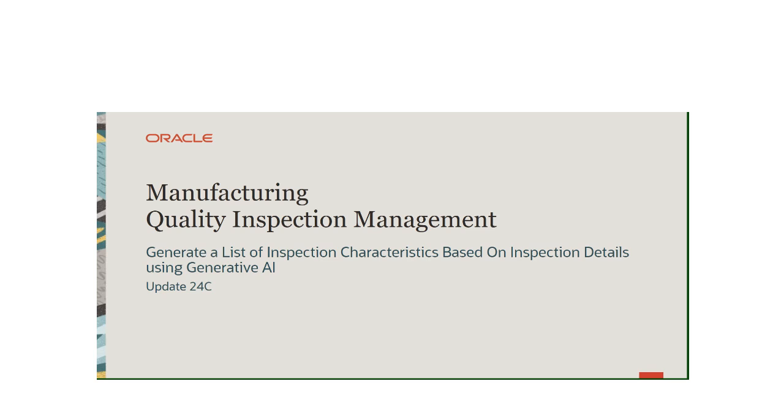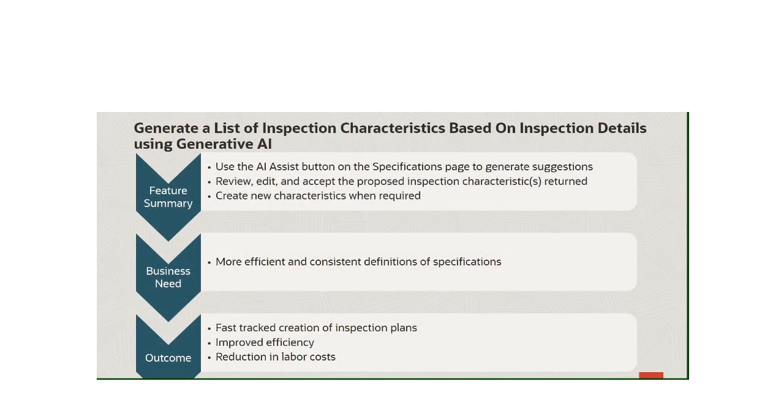Welcome to the demo for Generate a List of Inspection Characteristics based on inspection details using Generative AI feature in Manufacturing's Quality Inspection Management. In this demo, we'll cover how to use the AI Assist button on the Specifications page to generate inspection suggestions, review and edit the proposed characteristics and specification values, and create new characteristics when required. You'll see that this feature provides improved efficiency, consistency, and speed when creating inspection plans.